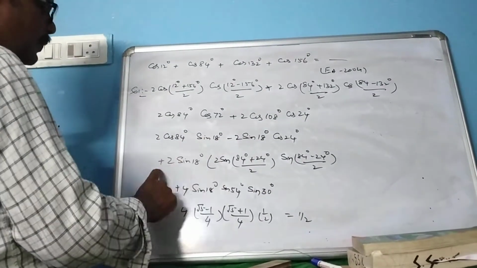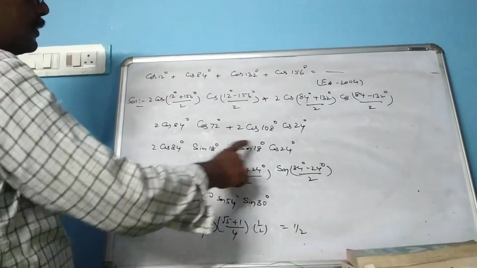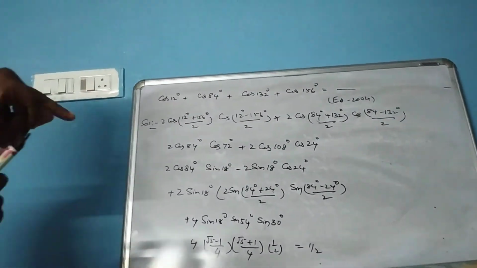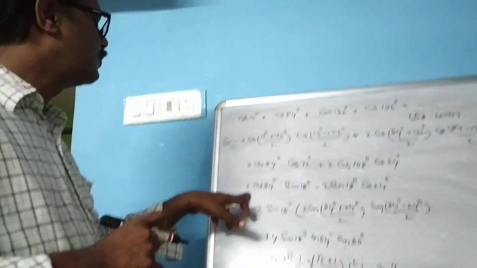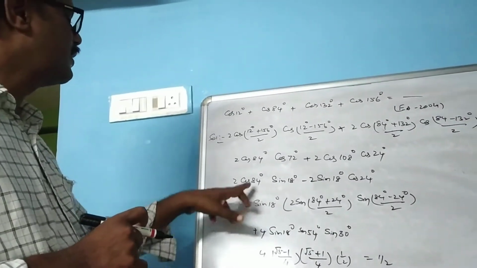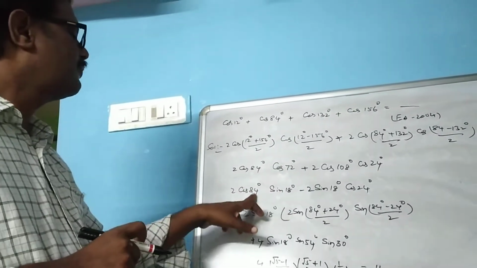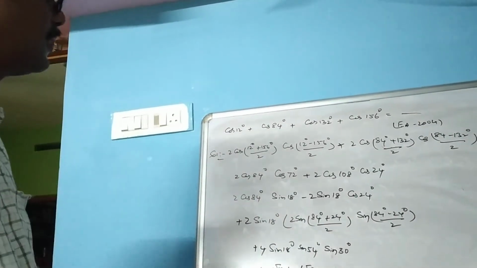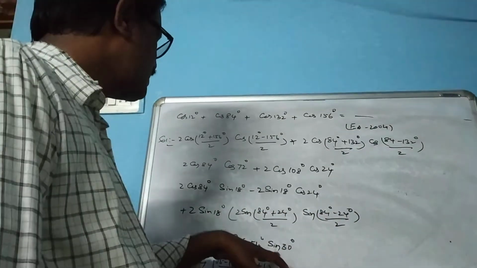I have taken 2 sin 18 as a common factor. This is cos 84, this is cos 24. Cos C minus cos D is minus 2 sin (C plus D by 2) sin (C minus D by 2). This is minus minus plus. This is sin 84, here 2 sin (84 plus 24 by 2). This is 54. Because this is 108, this is 30, this is 60, this is 30.